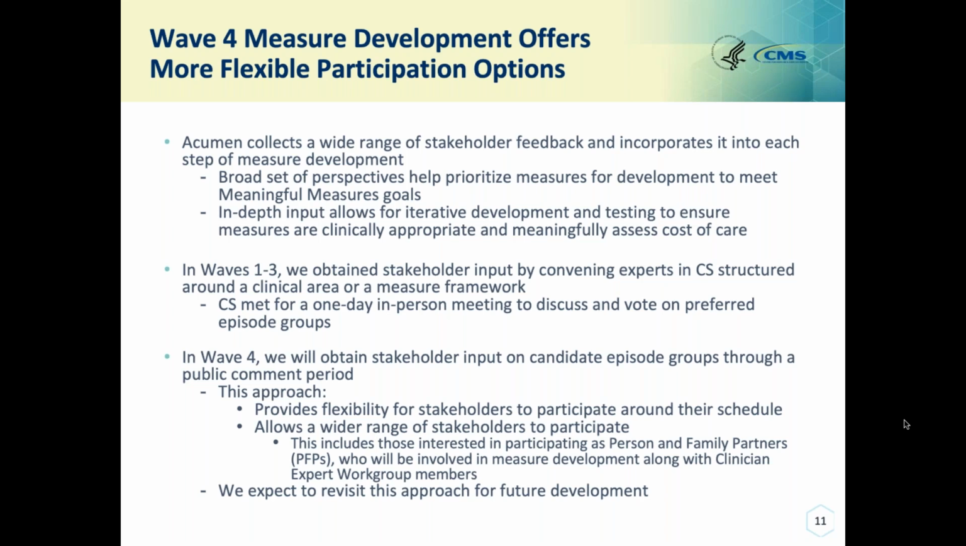We considered this input and worked with CMS, who would then confirm which measures to develop in that particular wave. In Wave 4, we are changing this process to provide more flexibility in how stakeholders can share their input on measure prioritization, given the competing demands on clinician time over these winter months. As such, we are holding a public comment period instead of convening clinical subcommittees so that clinicians, specialty societies, and patients, families, and caregivers can participate around their schedule. The public comment period will also be open for about 2 months. We do expect to revisit this public comment approach for future development. Next slide, please.